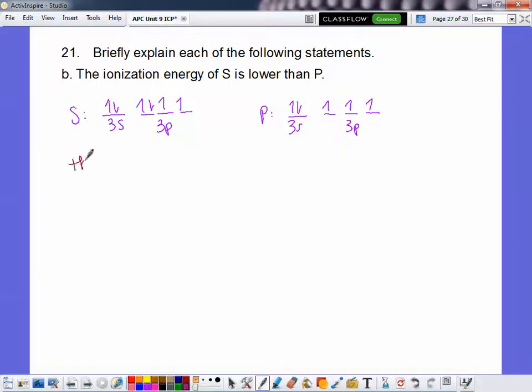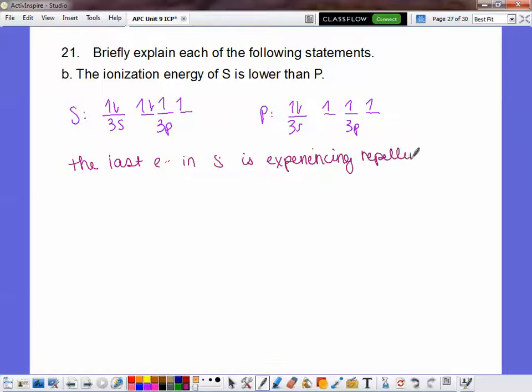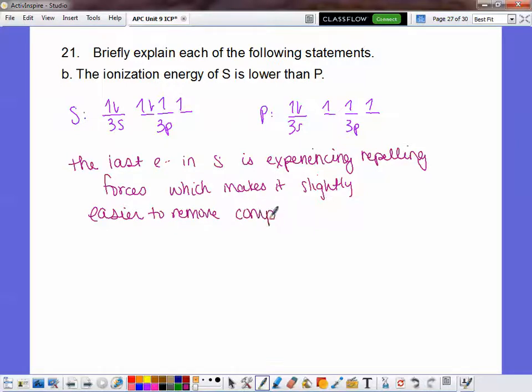And then I would say the last electron in sulfur is experiencing repelling forces, which makes it slightly easier to remove compared to the last electron in phosphorus. Okay?